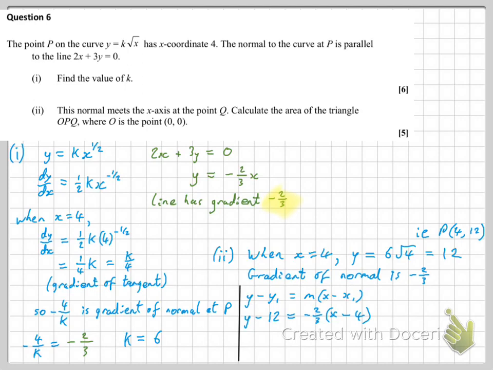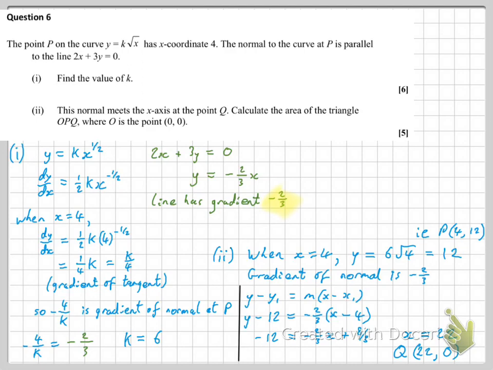Now you can rearrange that if you want to make y the subject and simplify. We don't actually need to do that. As it is, that is the equation of the line. And what do we want to do? Go back to the question, read it again. This normal meets the x-axis at point Q. Meets the x-axis means where y is 0. So if you set y to be 0, and rearrange that for x, you get that x is 22, and therefore we now have the coordinates for point Q as well. So we've got all the ingredients now, we just need to find the area of the triangle.